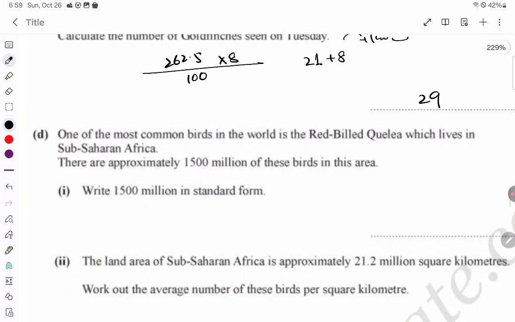In part D, one of the most common birds in the world is the red-billed quelea, which lives in sub-Saharan Africa. There are approximately 1,500 million of these birds in this area. Write 1,500 million in standard form. How can we write this in standard form?